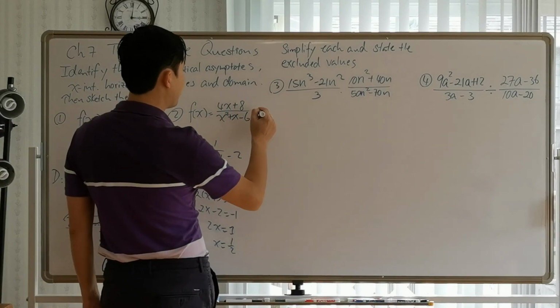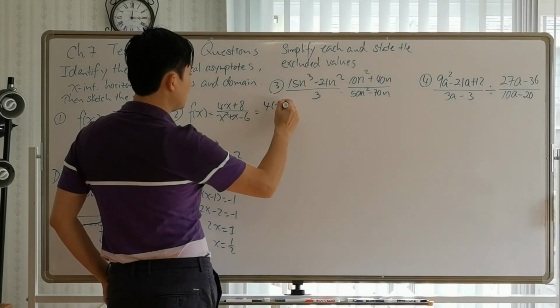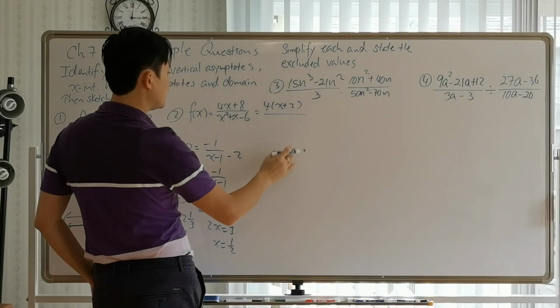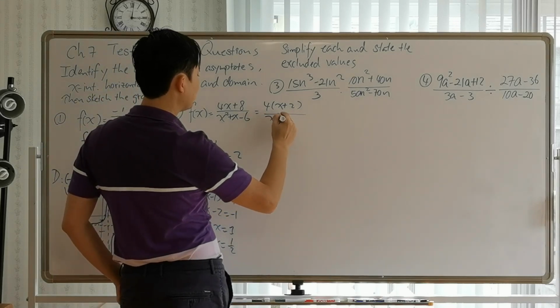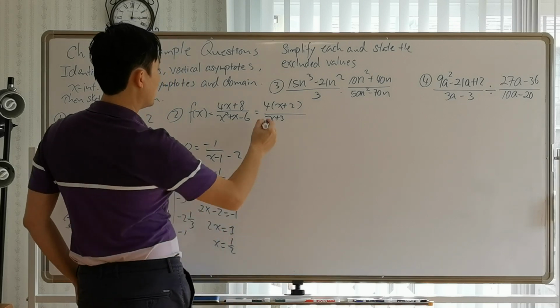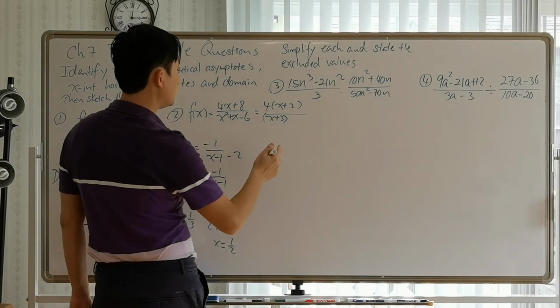So that means we want to factor it. Take out 4 in the top, so we do have x plus 2 remaining. Denominator, try to factor it, so we do have x plus 3. And let's see what else. x minus 2.